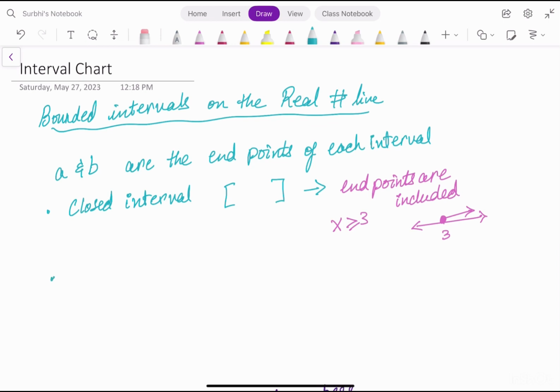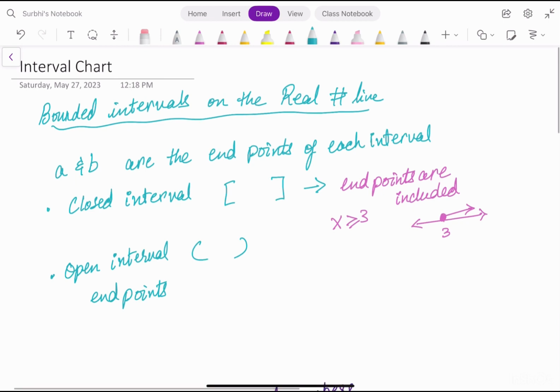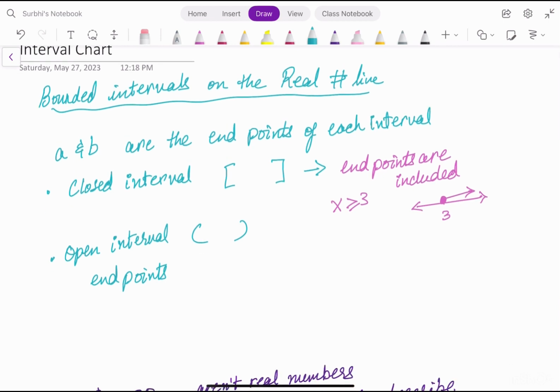Now, another thing is the open interval. For the open interval, we use parentheses. So there is no equal to sign in this case. So we are talking about the endpoints not being included, because there is no equal to sign for these types of problems.